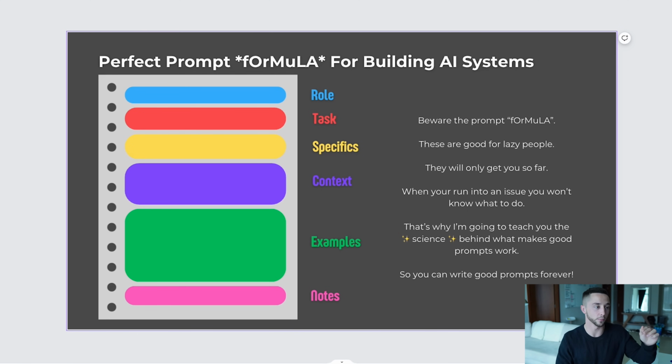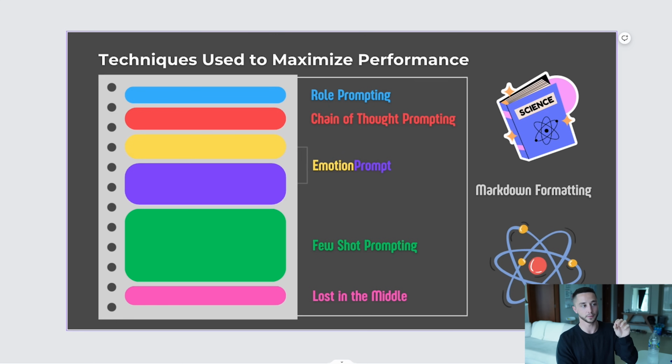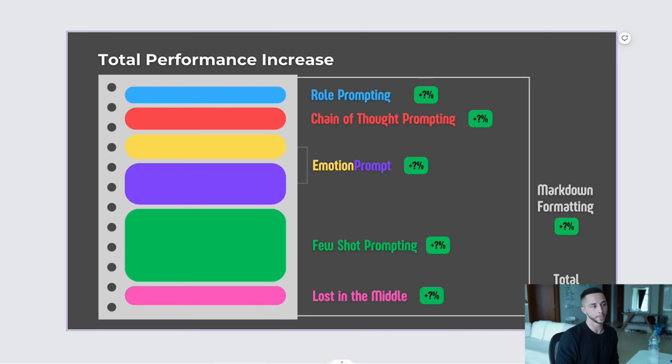So the components of this prompt are role, task, specifics, context, examples, and notes. And behind each of these components is a related scientific paper or some research that has been done, or some prompting technique that has been discovered and backed up with a research paper that you can see on screen here. We have role prompting, chain of thought prompting, emotion prompt, few shot prompting, and lost in the middle. All of these are going to be covered in the next section of this video. So let's jump into it.